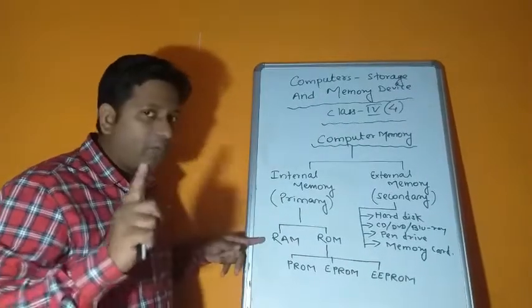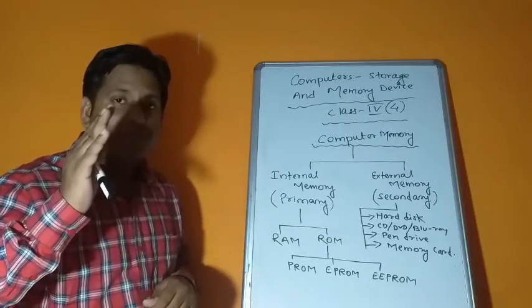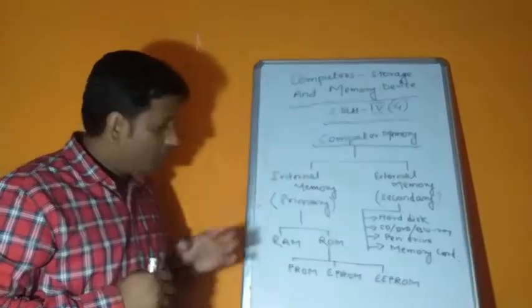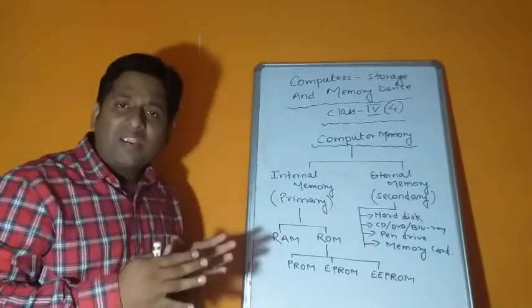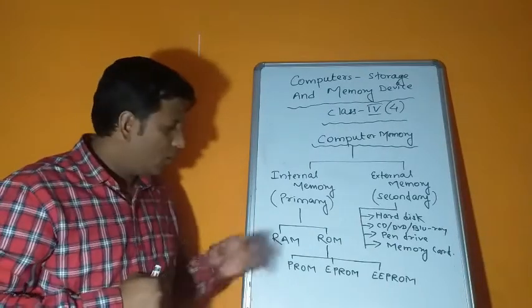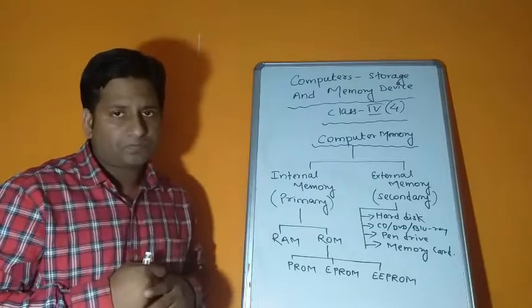This primary memory is again categorized in two parts, RAM and ROM. It is RAM, not "ram"; there is a full form for this. RAM stands for Random Access Memory. ROM stands for Read Only Memory.